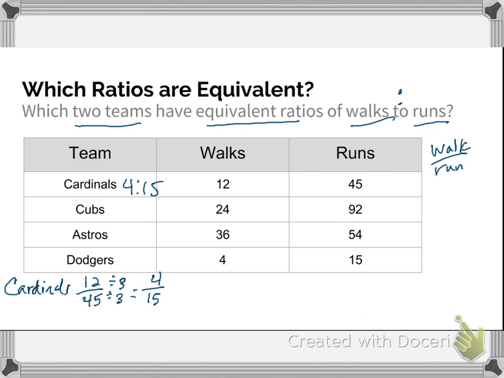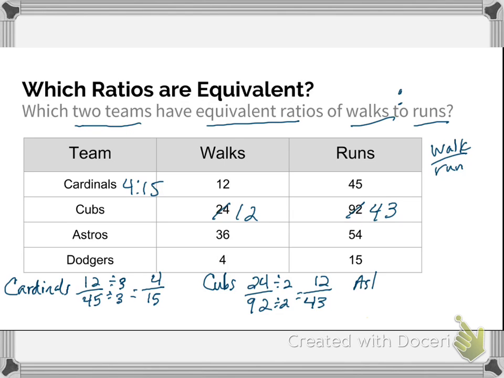So let me check the Cubs. I'm going to do the same thing. I'm going to see if I can simplify. And, you know, if you get stuck, if you're not sure where to start, you can always look at, well, these are both even, so let me start dividing by 2, and let's see what happens. 24 divided by 2 is going to be 12. 92 divided by 2, I believe, is going to be 43. And I don't think that can be simplified anymore. So they have a 12 to 43 ratio.